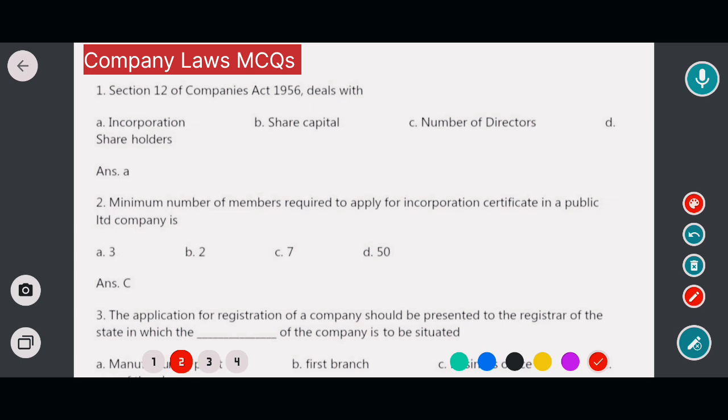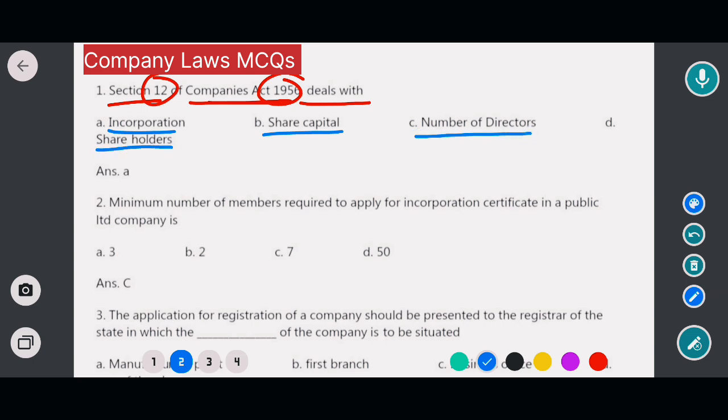So the first question is on Section 12. Section 12 of the Companies Act 1956 deals with which of the following? Option A, incorporation. Option B, share capital. Option C, number of directors. Option D, shareholders. So in this case, the correct option would be option A, that means incorporation. Section 12 of the Companies Act 1956 deals with the incorporation of a company.